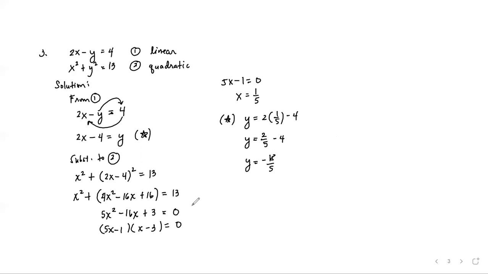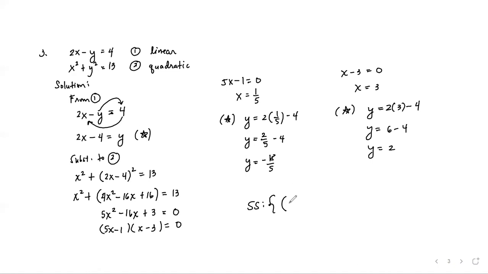And then for the other factor earlier, so x minus 3 equals 0, we solve for x, that's x equals 3. And then substituting to star, we have y is equal to 2 times 3 minus 4, which is 6 minus 4, and it's equal to positive 2. So our solution set would be the ordered pair x equals 1/5, comma, y equals negative 18 over 5. And the second ordered pair, we have x equals 3, comma, y equals 2. So this is our solution set.